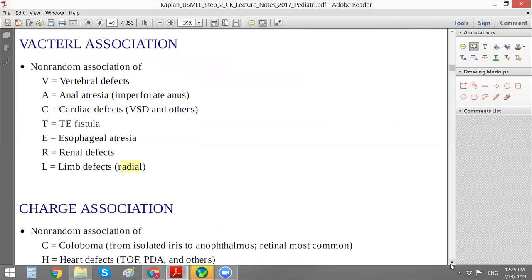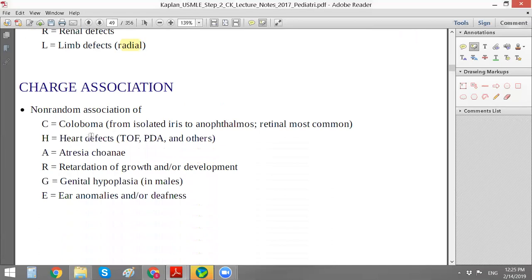Then we have the CHARGE association. C is for coloboma of the iris and H is for heart defects, A is for choanal atresia. So this is CHARGE. Coloboma of the iris can be isolated, from iris to anophthalmos, retinal most common.